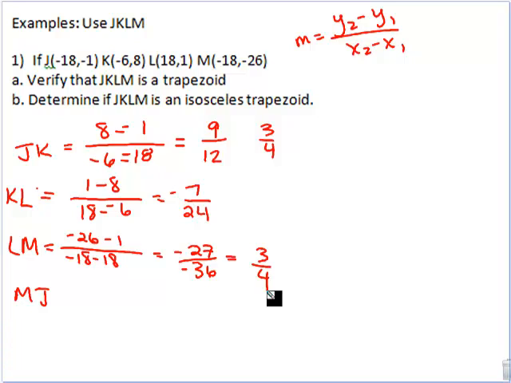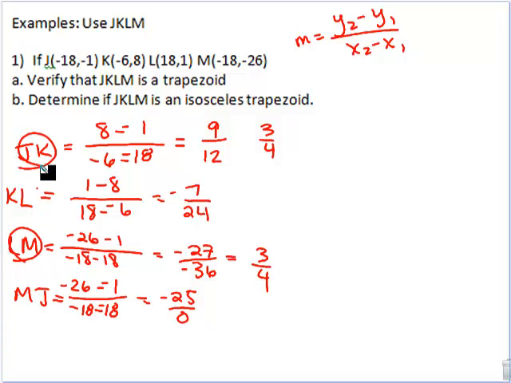Okay, and the very last one, MJ. Oh, y2 minus y1 first. So -26 minus -1, -25 over -18 minus -18. Oh, this is minus a negative though, so it becomes 0. This just means we're undefined, so we have a vertical line. So are two of these slopes parallel? Yep. JK and ML. These are parallel to each other.